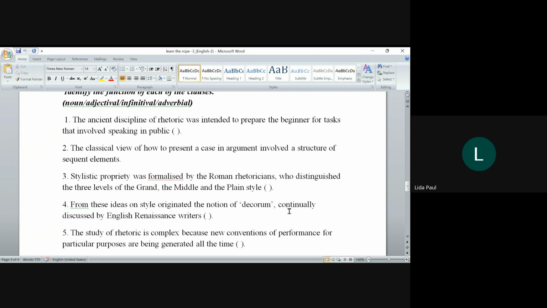And what kind of subordinate clause? Adverb. Look at it again. Ma'am, is it infinite? No. Can you replace it with a noun?